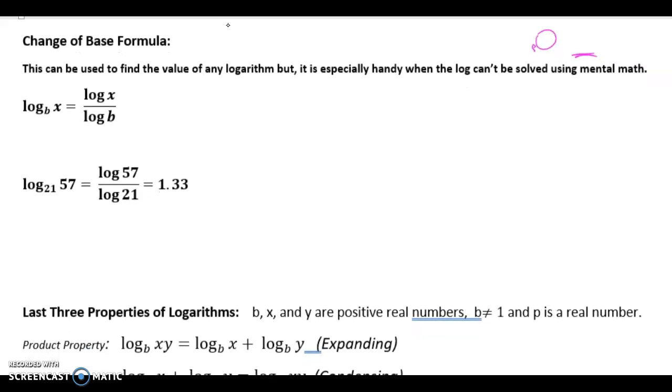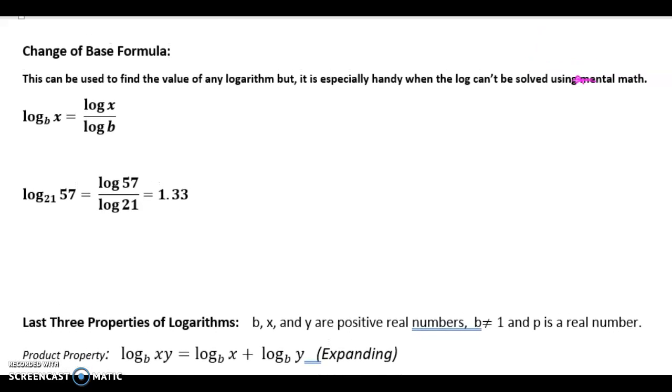Okay, let's talk about the change of base formula. The change of base formula is a helpful little formula when you can't do the mental math. Like for instance, if I wanted to know what is log base 21 of 57, what would that equal? That means 21 to what power is equal to 57? Well, 21 to the first power is equal to 21, and 21 to the second power is over 400 something.